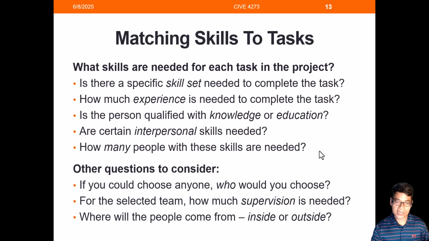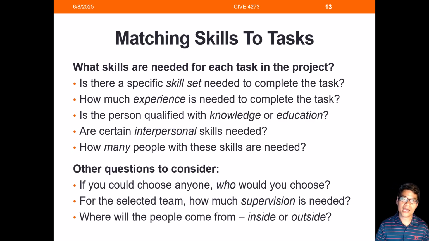Another question to consider is, if you could choose anyone, who would you choose? If you have multiple candidates, you still want to find the best person for your team. And if you select that person, how much supervision is needed? Some people are quite sufficient and can work very independently without much supervision. That's the kind of person you need to look for. But sometimes it can be a little challenging.